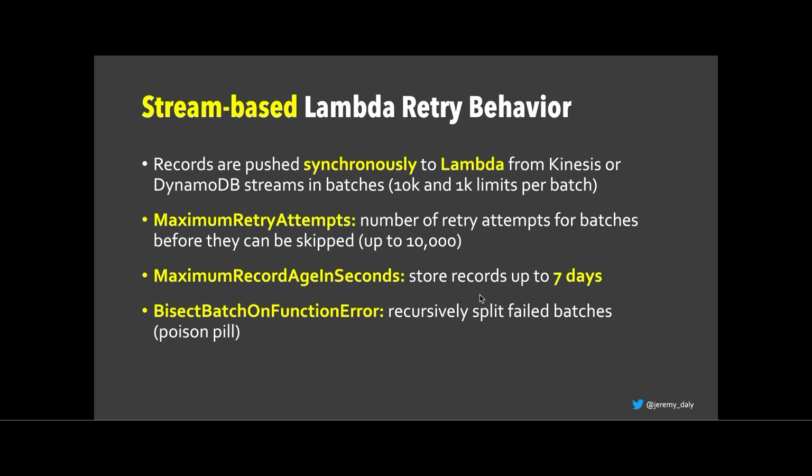And then there's a new thing that was added called bisect batch on function error. This is specifically designed to handle that poison pill issue. So if I send a batch of 100 Kinesis records into a Lambda function and it fails, rather than taking that batch of 100 records and just retrying that over and over again, it'll split it into 50 and 50. And then let's say the first 50 succeeds, but then the second 50 fails. Well, that'll split that into 25 and 25. And it'll keep doing that process until it whittles it down to the one message that's causing the problem, and then it'll take that message and push that into your on failure.